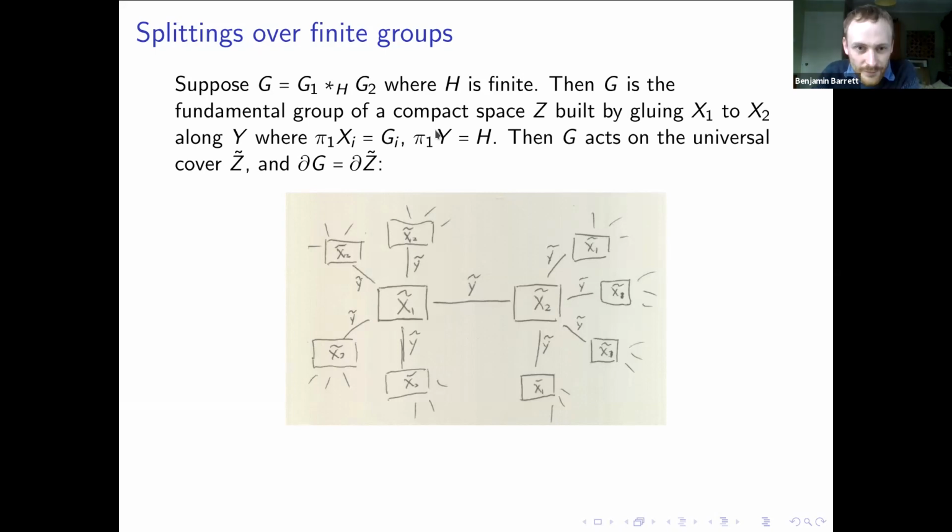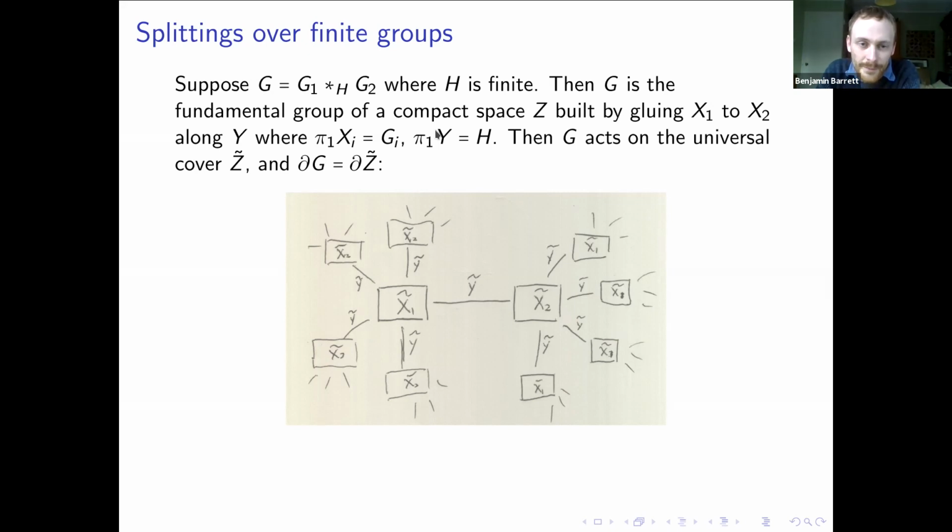Here I have drawn you a graph of spaces. This is the universal cover of the graph of spaces decomposition of Z. The vertex spaces are all either the universal cover of x1 or the universal cover of x2, and the edge spaces are all the universal cover of y. I suppose there's nothing geometric in this, but it turns out that if G is hyperbolic, I can insist that x1 and x2 also be hyperbolic and that Z be a hyperbolic space.